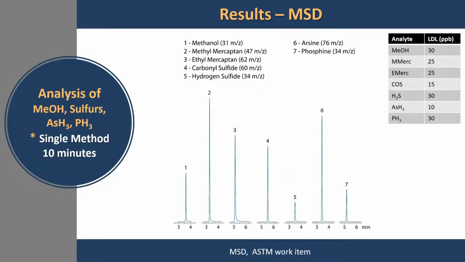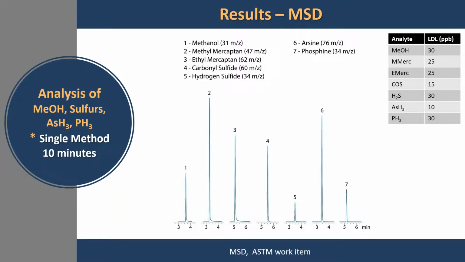Now let's look at some chromatograms. This is coming from the mass spec detector. We've got the methanol, mercaptan, peak number 3 is ethyl mercaptan, 4 is critically important, it's a very popular COS, 5 is H2S, 6 and 7 are arsine and phosphine. We have excellent sensitivity down in the part per billion range, as indicated by the table in the upper right.